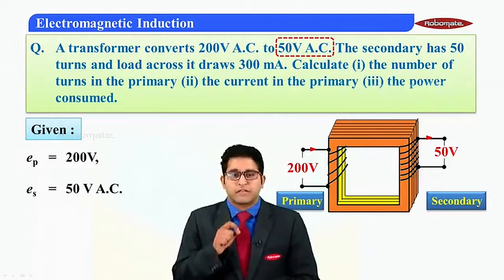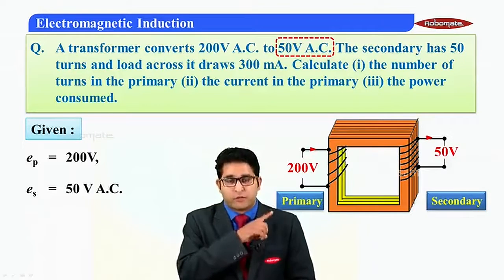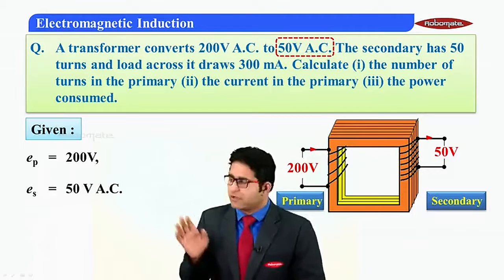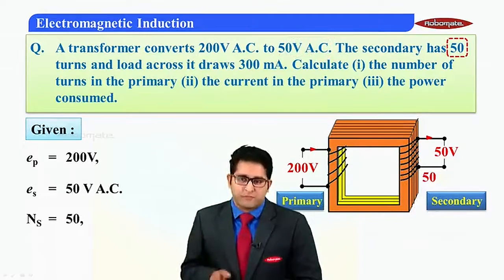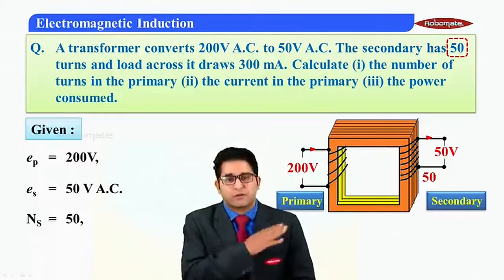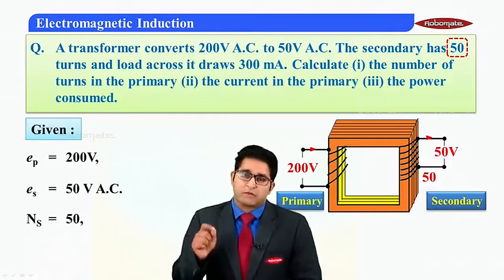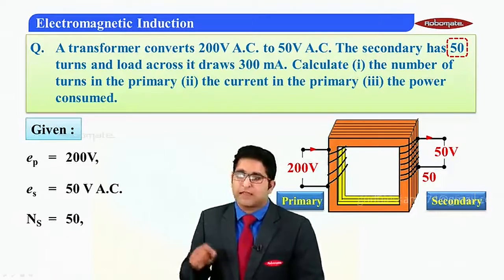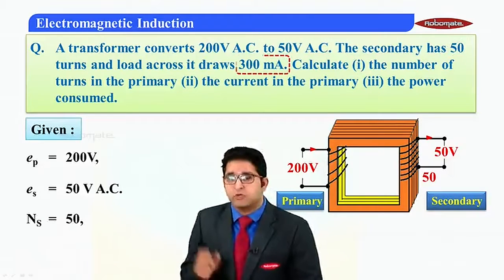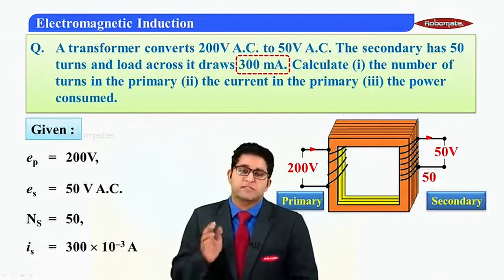Now the secondary coil, if I am talking about, it has 50 turns, right? So I can say NS is equal to 50, and the load which is connected across secondary is drawing a current of 300 milliampere. So I'll be converting milliampere to ampere, right? So what will I get? I'll get IS equal to 300 into 10 raised to power minus 3 amperes.